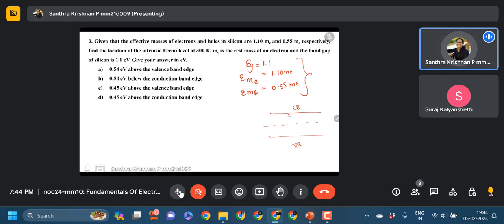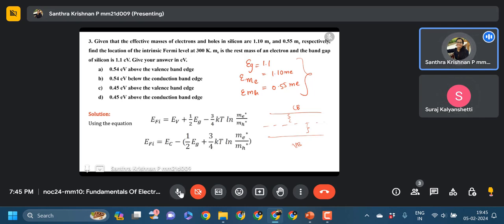So what is this value? Is it 0.54 above or 0.54 below, and above and below which part? That is the question. For this, you have to use these two equations.